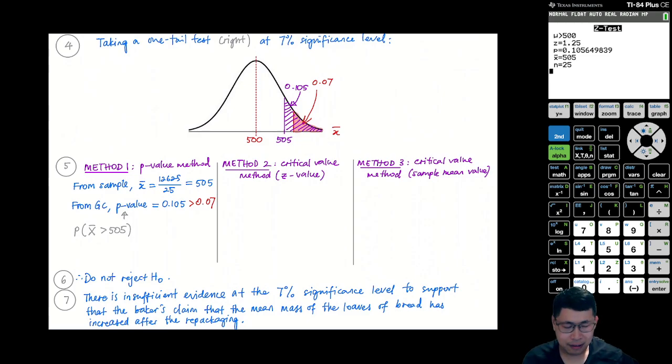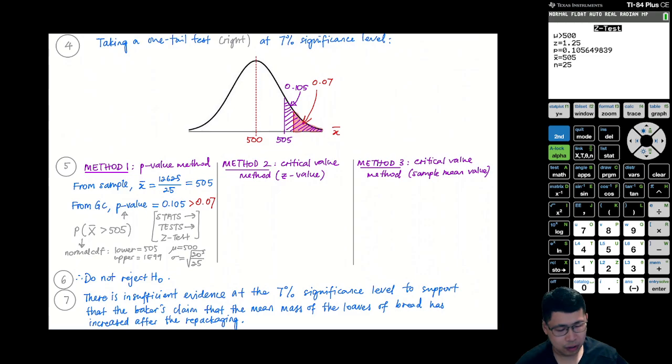Now the p-value that we've talked about over here refers to, because we are looking for a one tail test to the right, it's based on 505. We want to look at the area on the right hand side. If we want to look for this probability, we can do it using our normal CDF. But in our normal CDF, what are the specifics that we need to key in? These are the set of things that we'll need to put in. Let me show you what's going on.